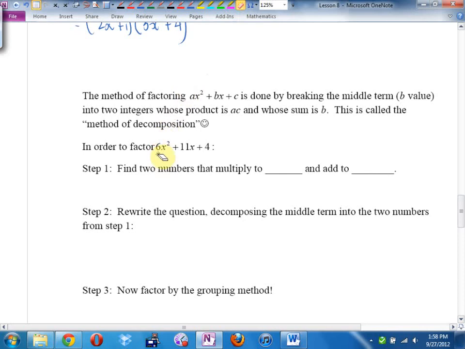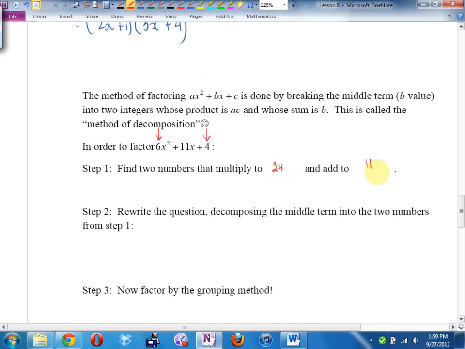So here's how we start out. We first of all ask ourselves a question. We look for two numbers that multiply to 24. Can you see where the 24 came from? Okay, you have to memorize this step. I'm looking for two numbers that multiply to first and last now, and add to 11. Can you see where the 11 came from?